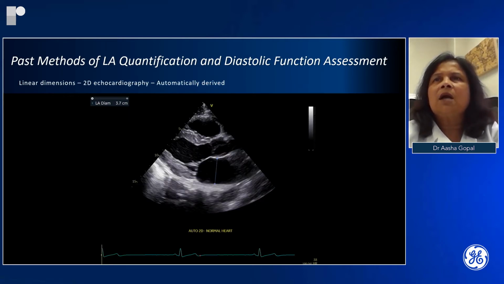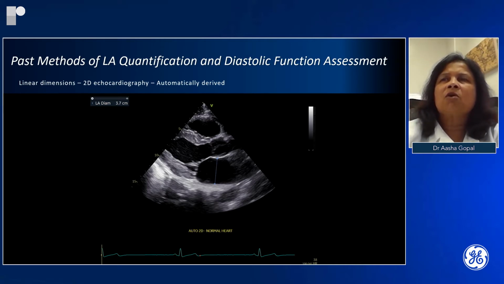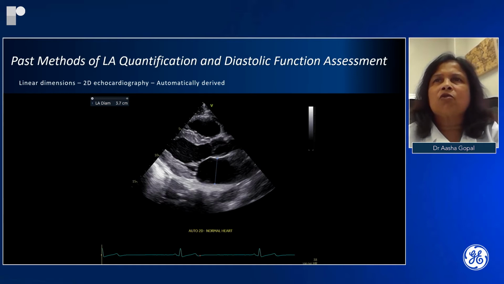Here, the same AP dimension is now perpendicular to both walls, and this is a 2D method. But best of all, this is automatically derived. This is possible by feeding a large number of parasternal long axis views to the system and applying machine learning algorithms. Automation is really the key to improving workflow and making quantitation practical on a daily basis.